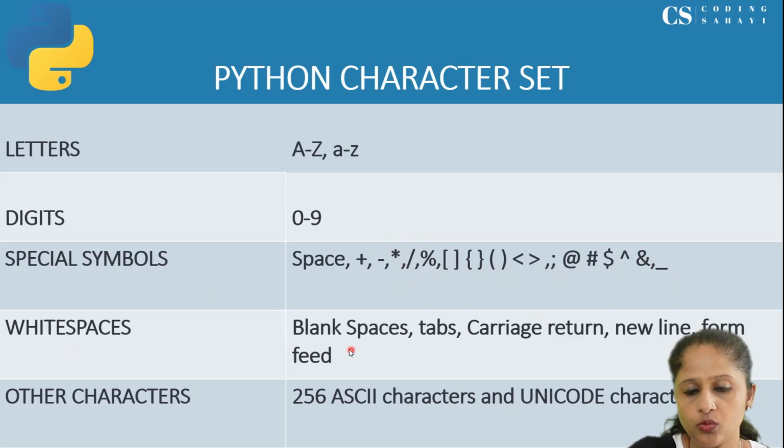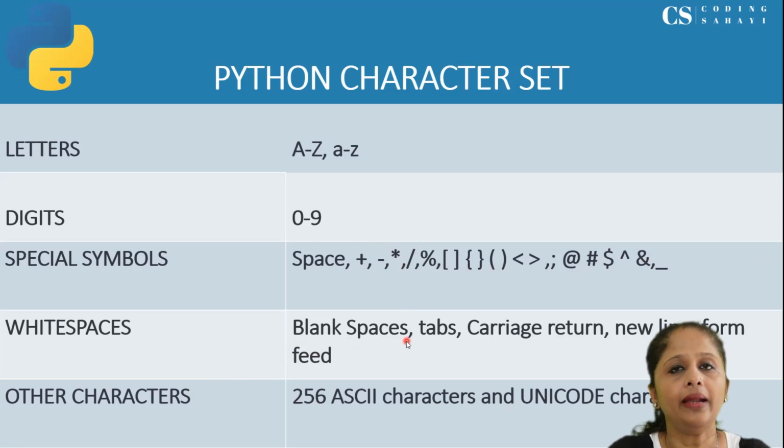Then white spaces. First, blank spaces: any blank space you get while using the space bar is a white space. Then tabs: while pressing the tab key, the cursor moves 4 to 5 spaces to the right. Then carriage return, which is like a backspace. Then new line, that is the next line: while pressing the enter key it goes to the next line.